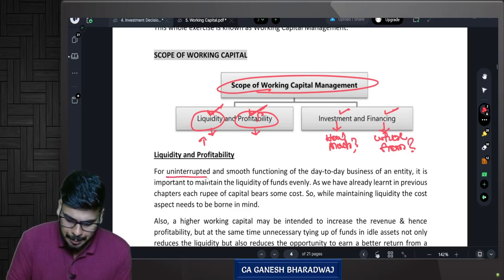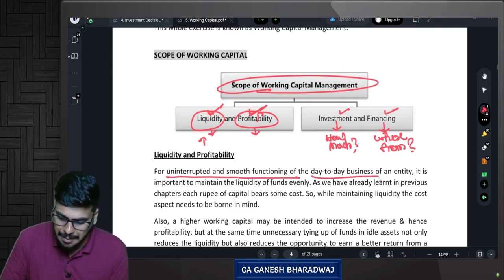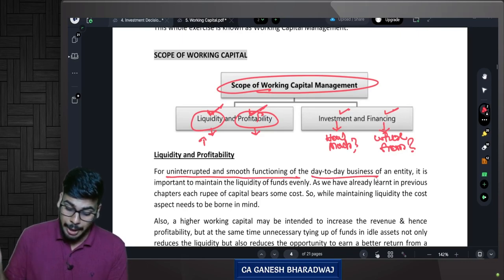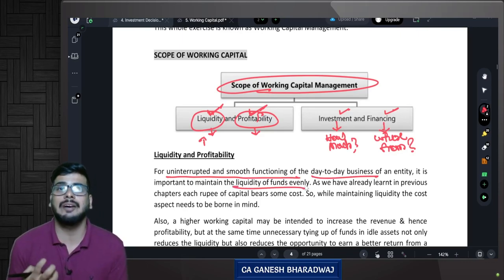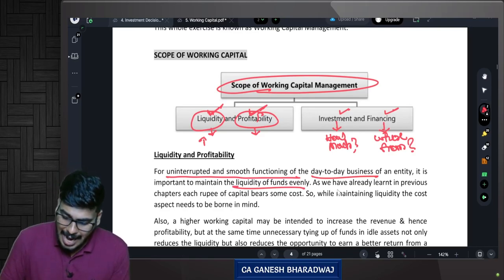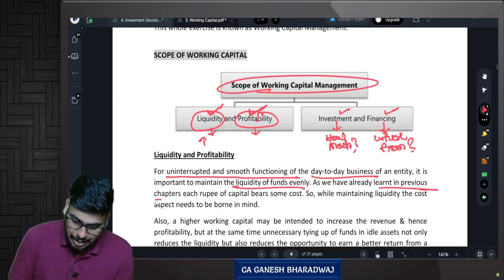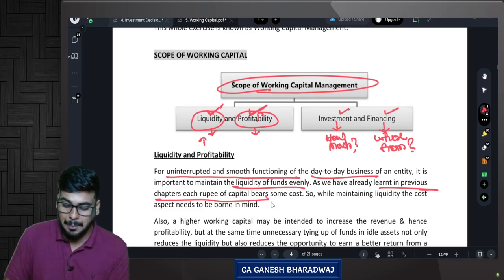For uninterrupted and smooth functioning of the day-to-day business of an entity, it is important to maintain the liquidity of funds evenly. Liquidity means what? You should have the cash in the business. Clear? As we have already learned in the previous chapters, each rupee of capital bears some cost.